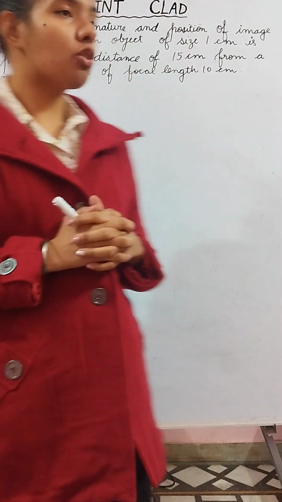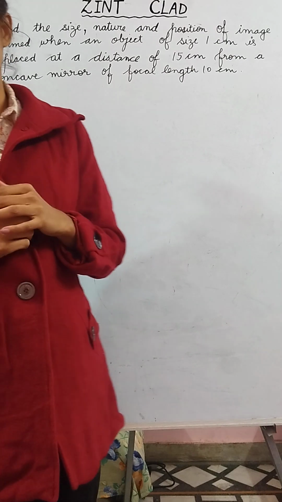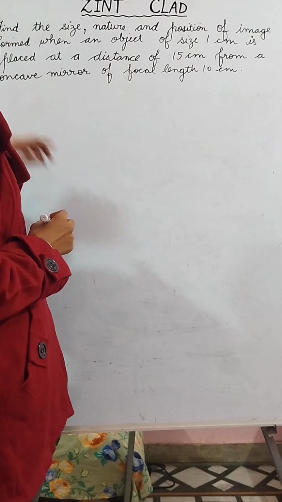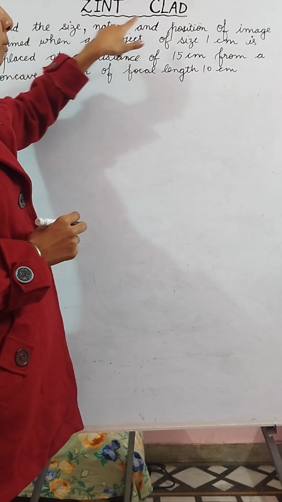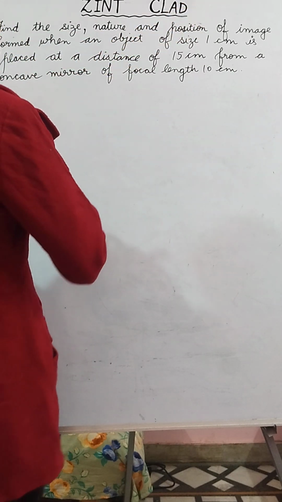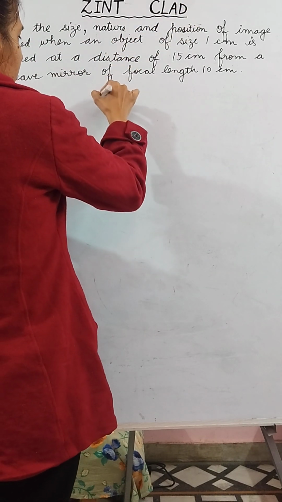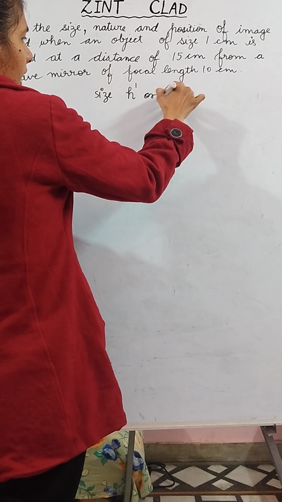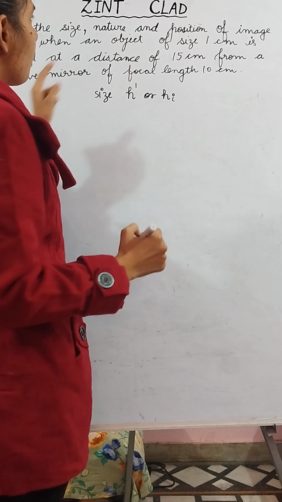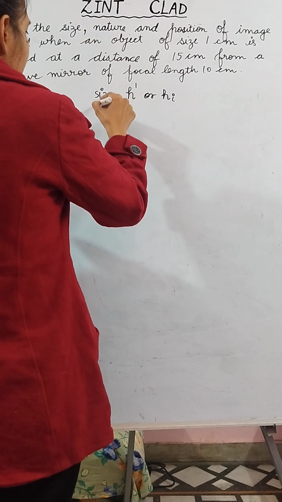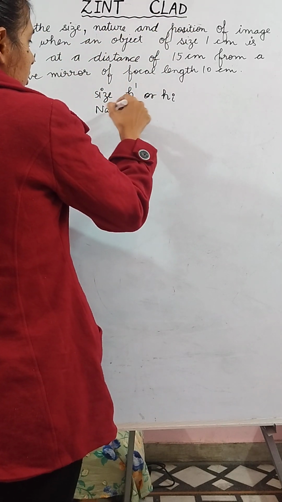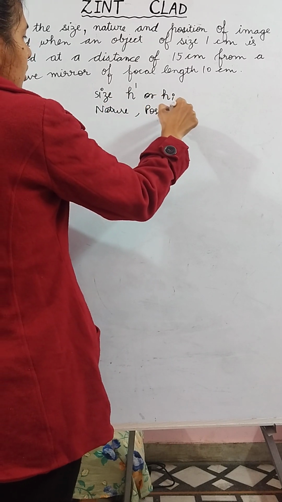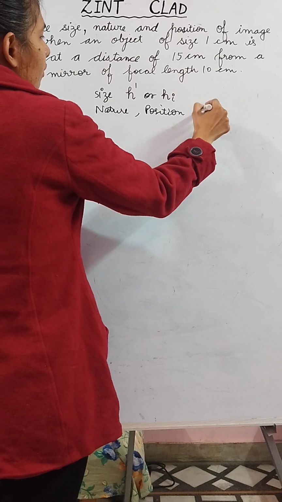So today we are having this numerical with us which is from the chapter light. So let's try to do this numerical. Find the size, nature and position of the image. You need to find the size of the image, that means you need to find h dash, or you can say height of image hi. You need to find the nature of the image, that means the image is real inverted or virtually erect, and you need to find the position of the image, that means you need to find v.